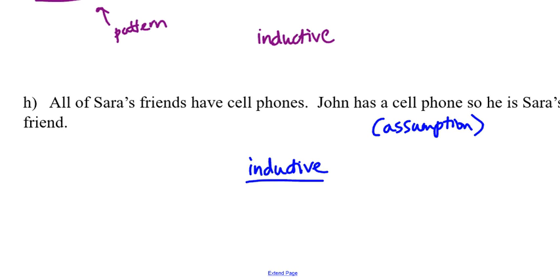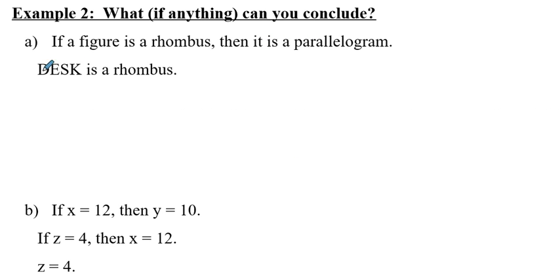Let's talk about making conclusions now based on some statements. Okay, so in example 2, what, if anything, can we conclude? Here we have a statement that says, if a figure is a rhombus, then it is a parallelogram. So what can we conclude based on this, using different types of reasoning? If it's a rhombus, then it's a parallelogram.